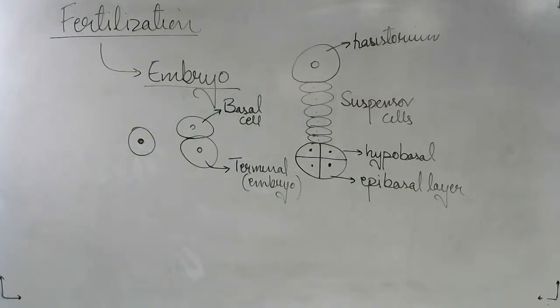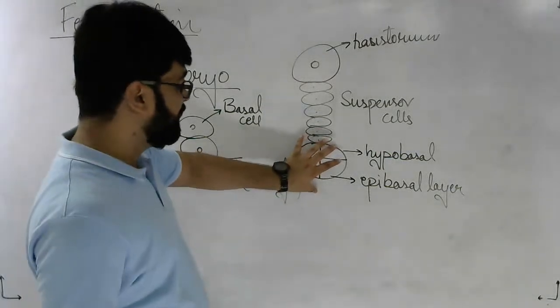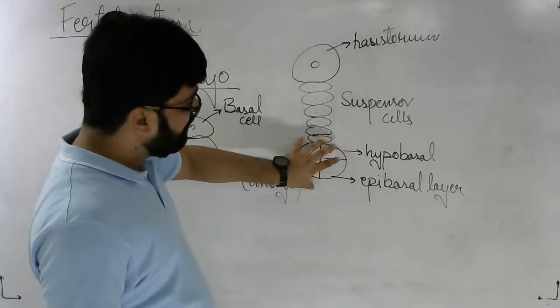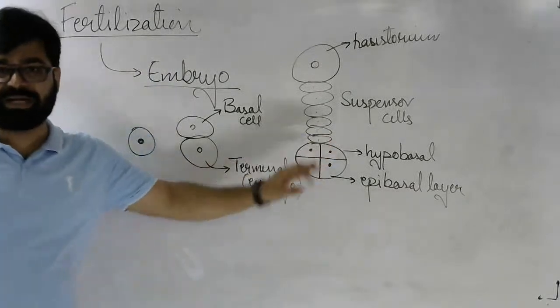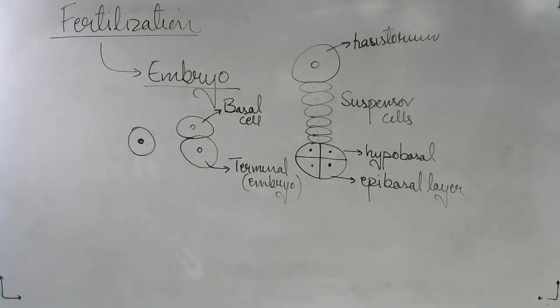All right, now slowly this part of the structure will divide more. It will undergo mitotic division to form the complete embryo, and finally it will form a structure like this.